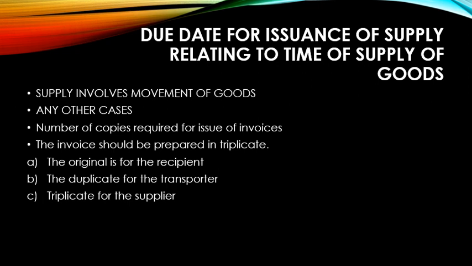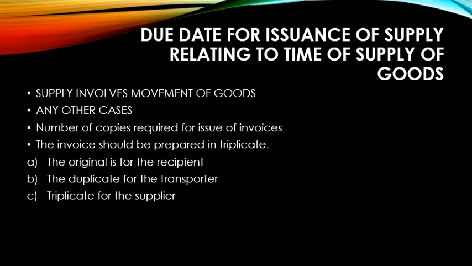In any other cases, for delivery of goods or making goods available to the recipients, it is inferred that the date on which goods are delivered to the recipient or the date on which goods are made available to the recipient is the due date of issuance of the invoice. Yes, so usually the supplier is supposed to give the invoice to the recipient and collect the taxes.